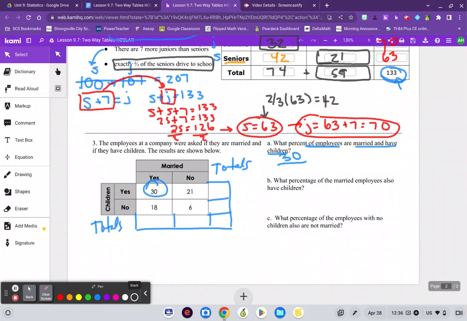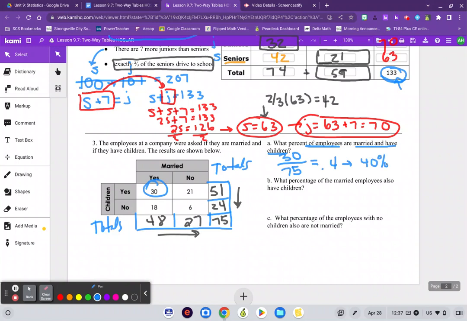So 30 plus 21 is 51. And 18 plus 6 is 24. So that gives me 75. Going down the column, 30 plus 18 is 48. 21 plus 6 is 27. And if I add that way, I also get 75. Okay, so what % of the employees? I'm looking at all the employees. There were 75 employees in total. Are married and have children. That's yes to both, so 30. And so when I divide those, I get 0.4 or 40%.